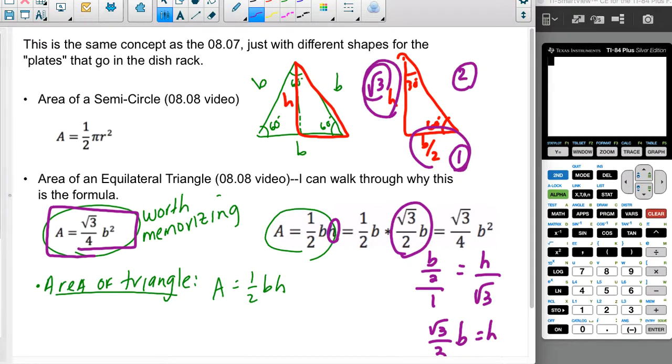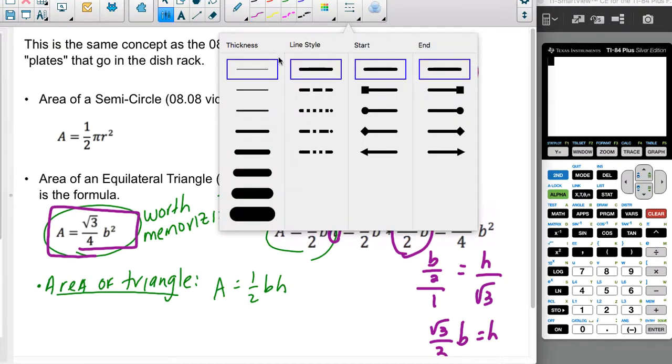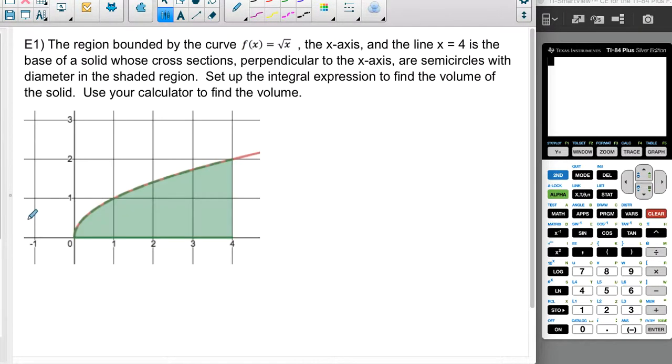You definitely don't have to know where that comes from. You could just memorize it, but having been a person that didn't have this memorized and had to troubleshoot that in the middle of an AP test, it's useful to know that. So let's go ahead and do some examples.